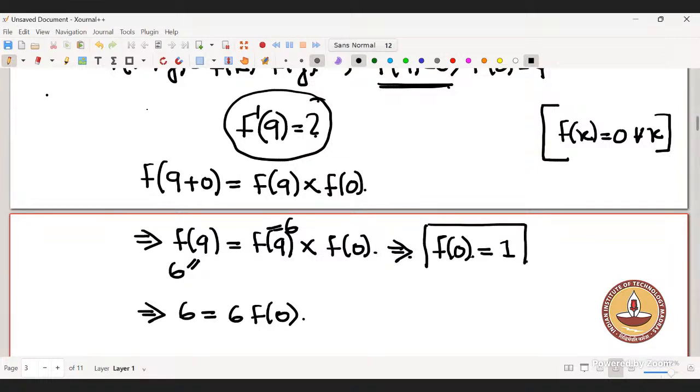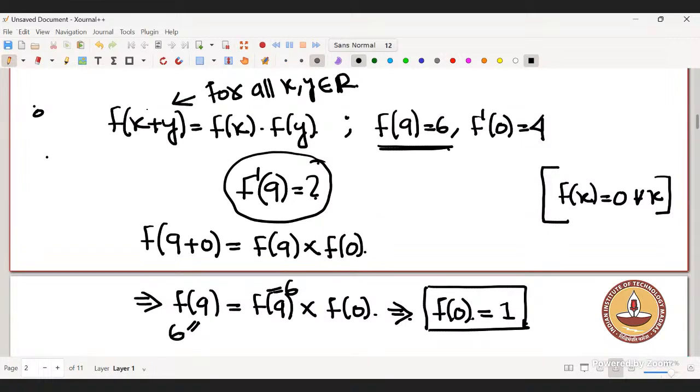Okay. Correct. So now you have f of 0. You know the value of f of 0, right? No, that is the extra thing that you have computed. Okay, you know what is f of 0, right? So now you need to find f dash of 9, right?